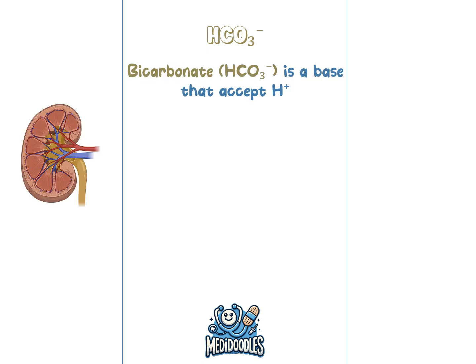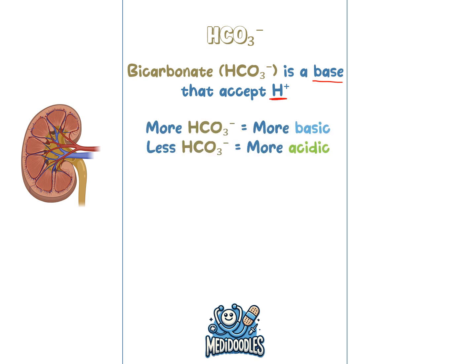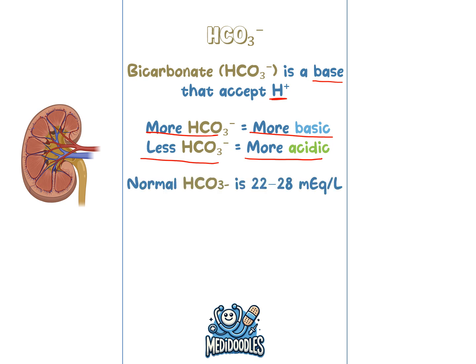Alright, so bicarbonate is basically a base that accepts H plus. So you can think of bicarbonate as basic. So more bicarbonate means more basic. Less bicarbonate means more acidic or less basic. Okay, so the normal values of bicarbonate is 22 to 28.